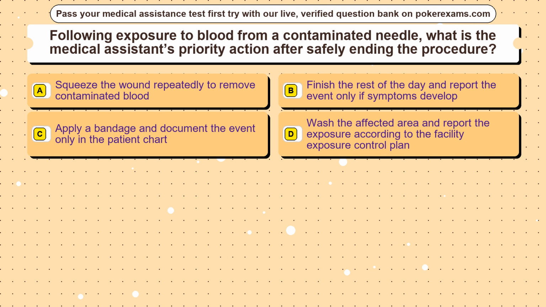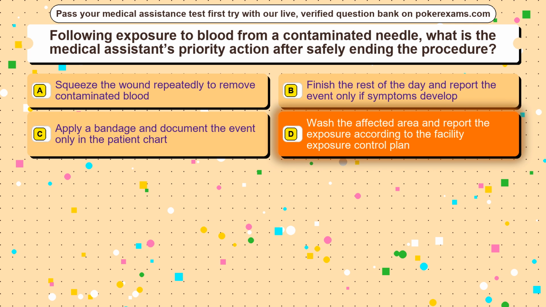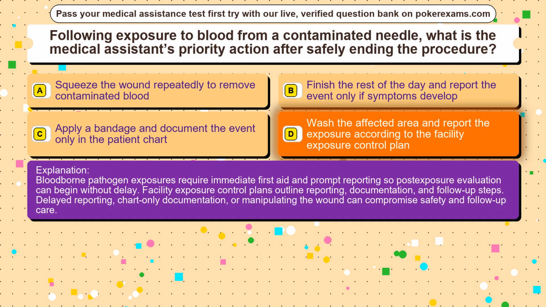The correct answer is option D. Wash the affected area and report the exposure according to the facility exposure control plan. Bloodborne pathogen exposures require immediate first aid and prompt reporting so post-exposure evaluation can begin without delay. Facility exposure control plans outline reporting, documentation, and follow-up steps. Delayed reporting, chart-only documentation, or manipulating the wound can compromise safety and follow-up care.